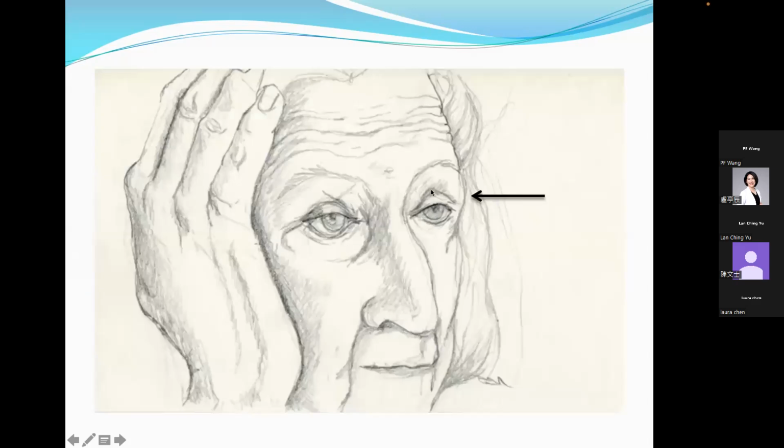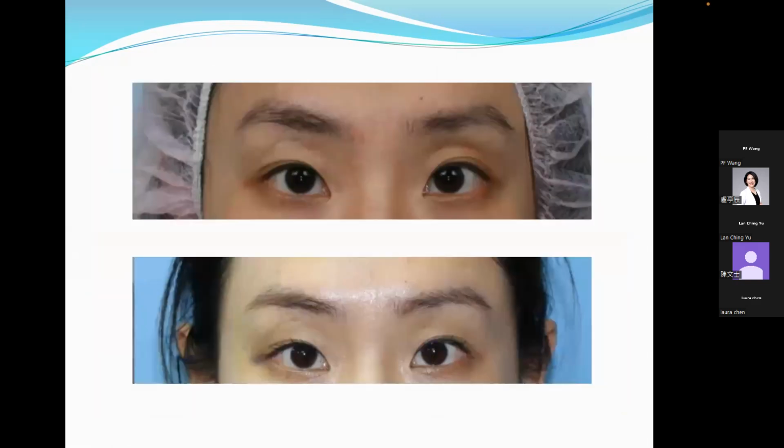Upper orbital hollowing is one of my favorite sites for cosmetic injection, because the patients are so satisfied. This lady has upper orbital hollowing. I did the fat injection, left side and right side. And you can see the scar. If you do tiny fat injection, this is one of my early cases, I was not so aggressive, but you can still see the improvement of the scar.